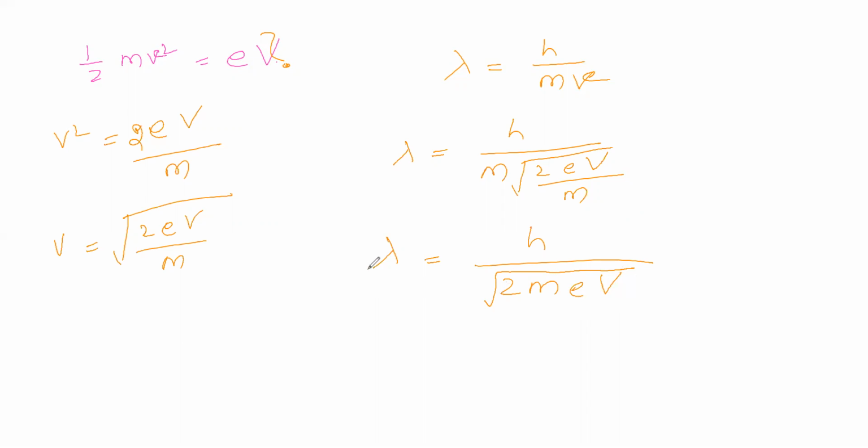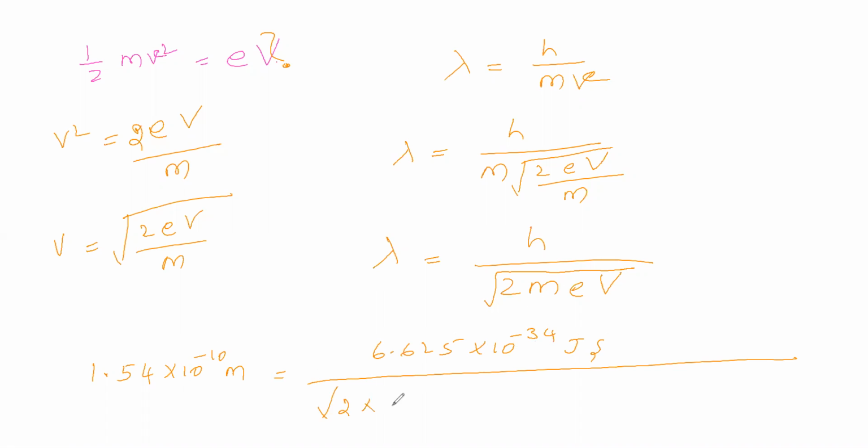So now we will substitute lambda. Lambda is equal to 1.54 angstrom, which we will convert into meter in the SI system. So lambda is equal to 1.54 into 10 to the power of minus 10 meter. Then h is 6.625 into 10 to the power of minus 34 joule second, divided by the square root of 2 into m, the mass of electron, 9.1 into 10 to the power of minus 31 kilogram, e, the charge of electron, 1.602 into 10 to the power of minus 19 coulomb, into V, the potential difference.